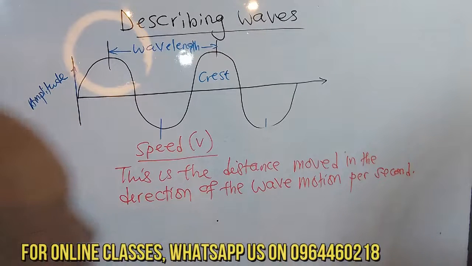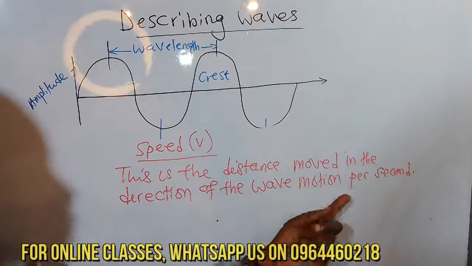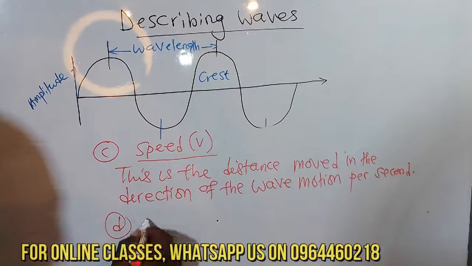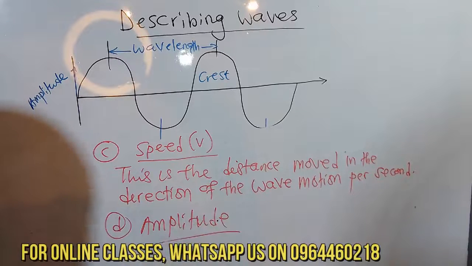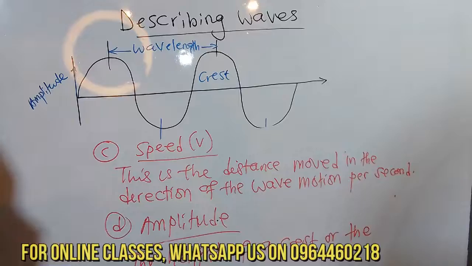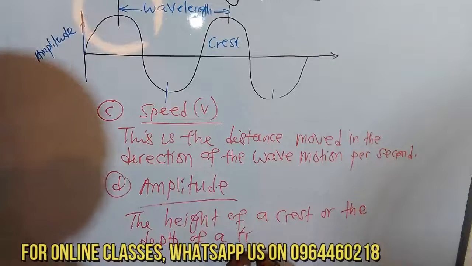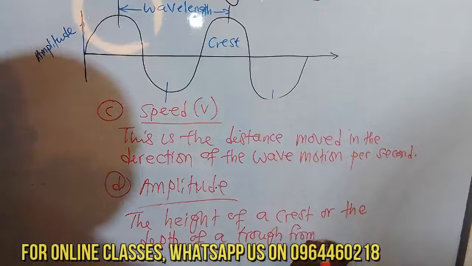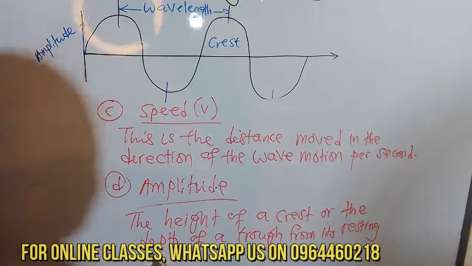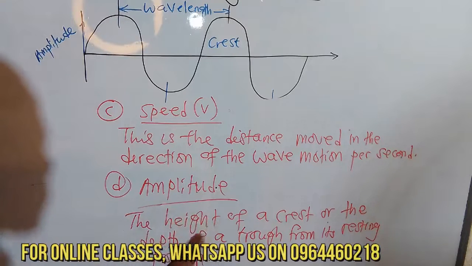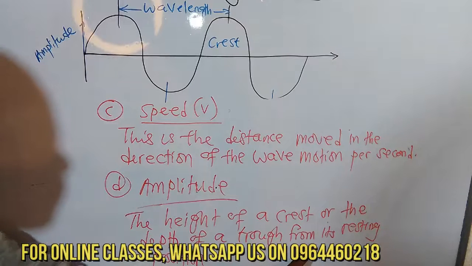Now when you look at the speed of the wave, this is the distance moved in the direction of the wave motion per second. Last one is the amplitude. The amplitude is the height of a crest, or the depth of the trough, from its resting position.